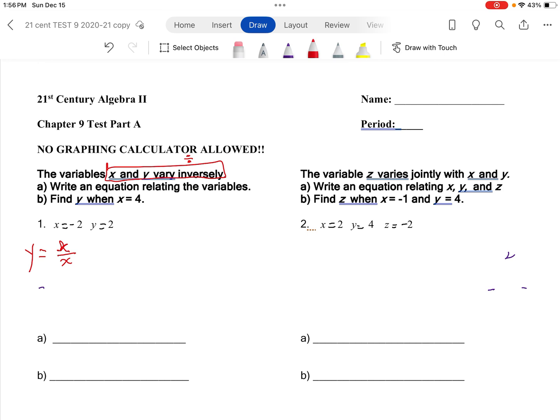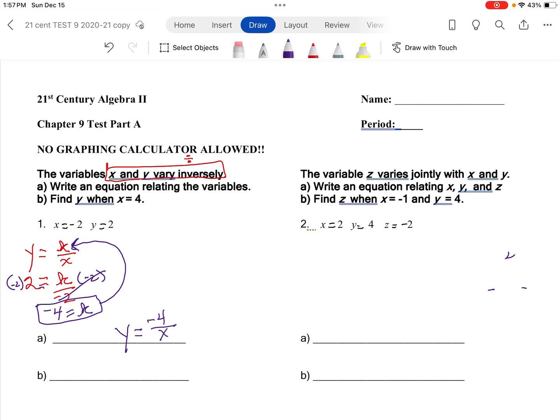Then I'm going to sub in my values. X is -2 when y is 2. So 2 equals k divided by -2. To solve that for k, I would multiply both sides by -2. That gives me -4 equals k. I must always remember to take that k value and sub it into my original equation. And that is my equation of variation for a. Y equals -4 divided by x.